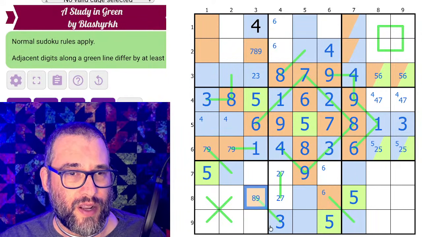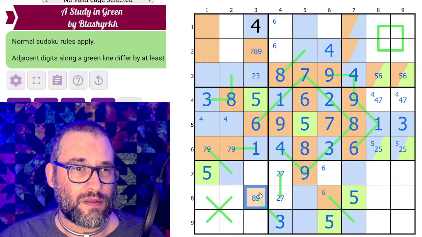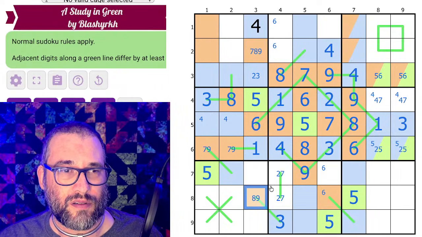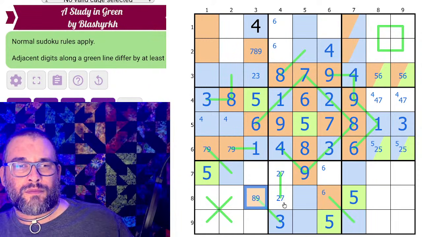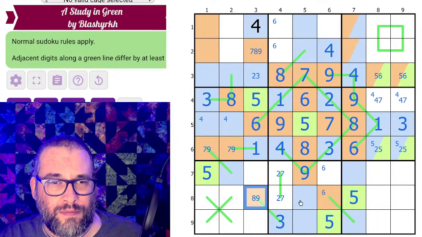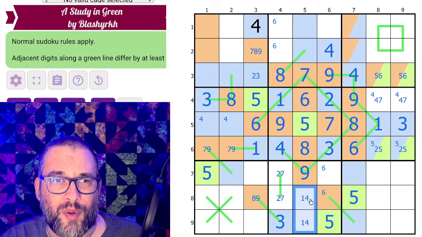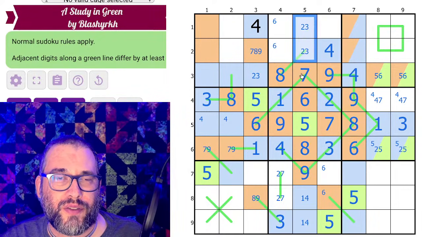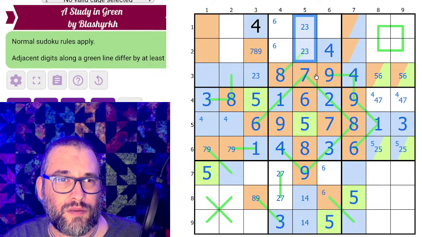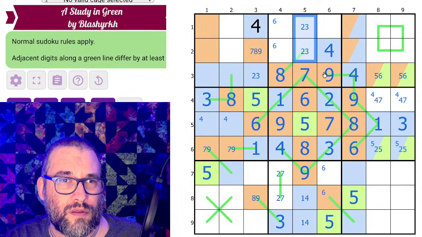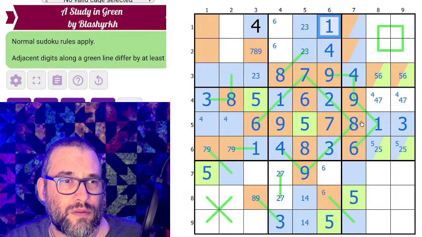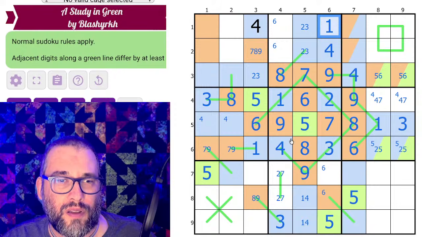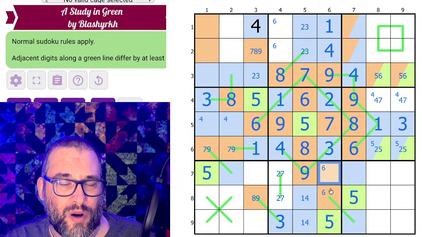So this is an 8 or a 9. So this is a 1-4 pair. This is a 2-3 pair. This is a 1 by Sudoku. We need one more high for the box. This is a 6-8 pair.